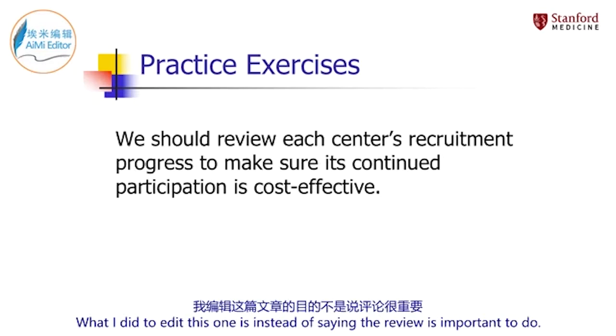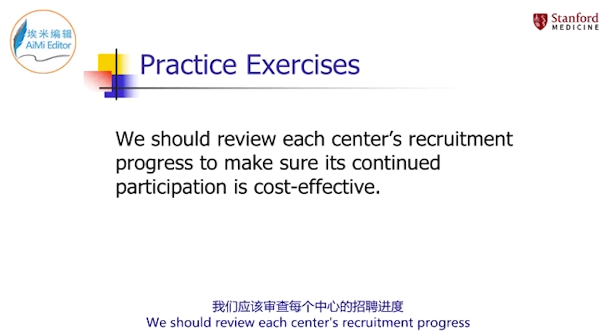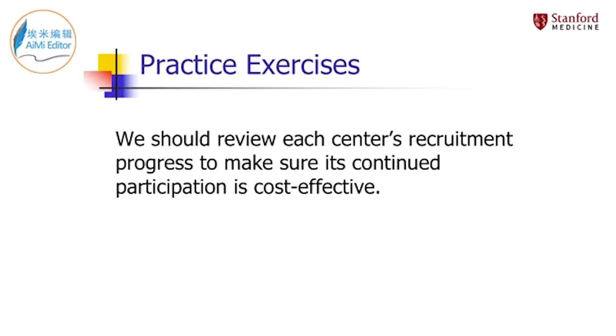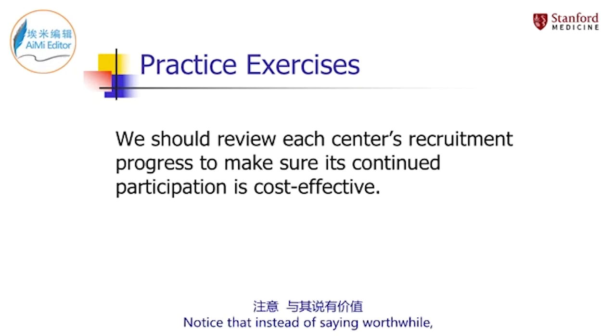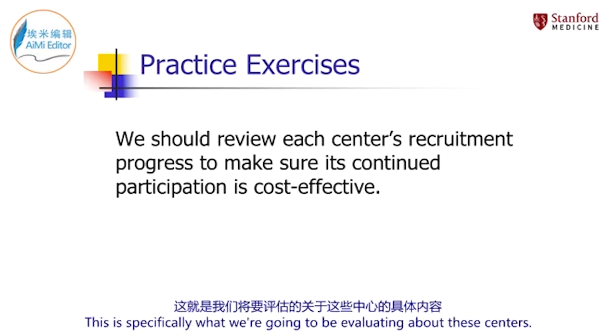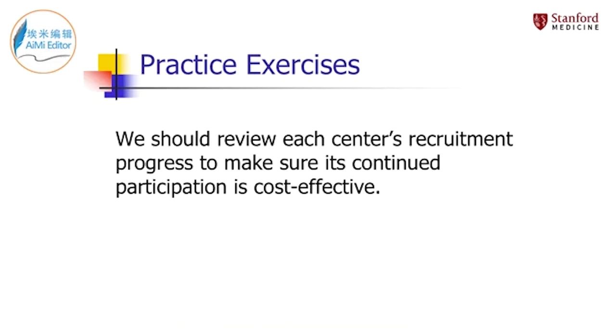What I did to edit this one is instead of saying the review is important to do, I made it an imperative. We should review each center's recruitment progress to make sure its continued participation is cost-effective. Notice that instead of saying worthwhile, which is vague, I'm saying cost-effective, which is more specific. This is specifically what we're going to be evaluating about these centers. You could probably even strip a few more words from this sentence, but it's a big improvement on the first version.